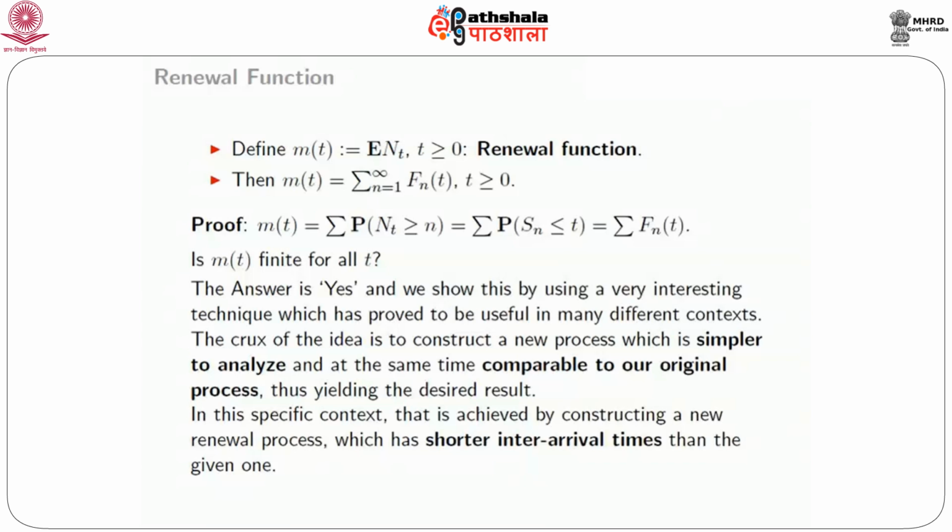In this specific context, this is going to be achieved by constructing a new renewal process which has shorter interarrival times than the given one, meaning that for that renewal process there are likely to be more arrivals up to time t compared to our N(t). So if that has a finite expectation, then our process would also have finite expectation, and luckily for the new renewal process that we construct, you would be able to explicitly calculate the expectation and show that it's finite. Not just the expectation, as I mentioned, we would be able to show that all moments are finite, which will in turn show that our renewal process also has all moments finite. Anyway, let's get on with that.